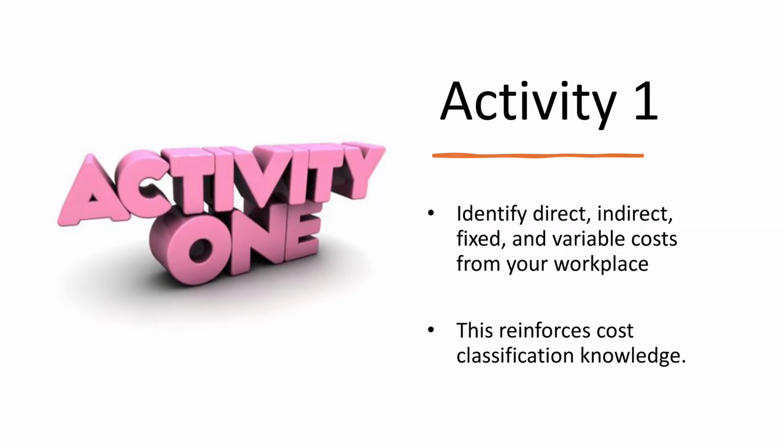Before we head into costing methods, let's take a look at activity 1. Learners are to identify one example of each of the following: 1. Direct cost. 2. Indirect cost. 3. Fixed cost. And 4. Variable cost from their workplace. Let's begin.